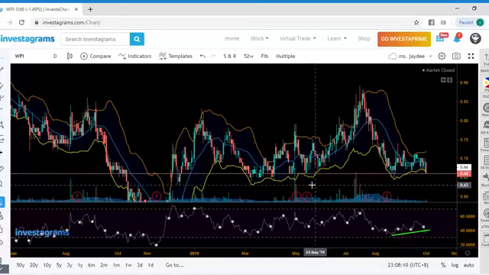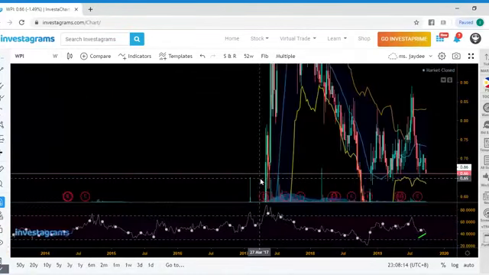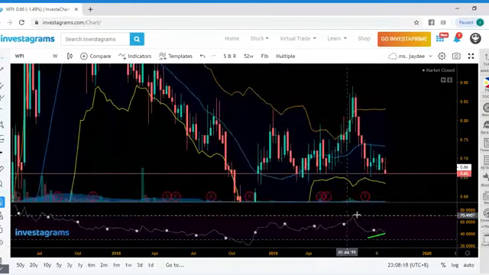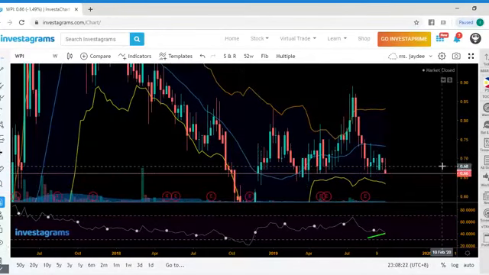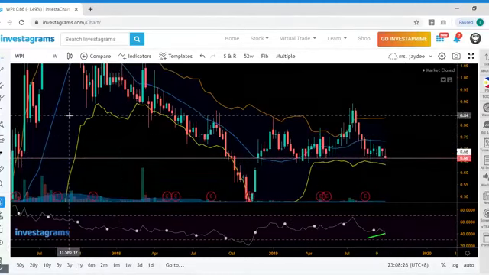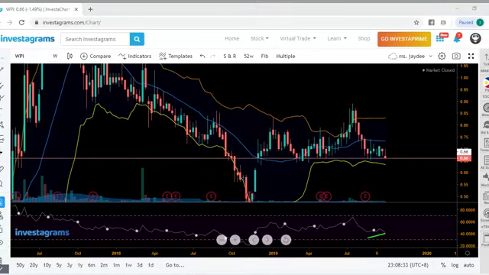We're still at the support area for this one. Let us see the weekly chart. Still, it's not very stable yet. It might go sideways in the coming days or weeks.